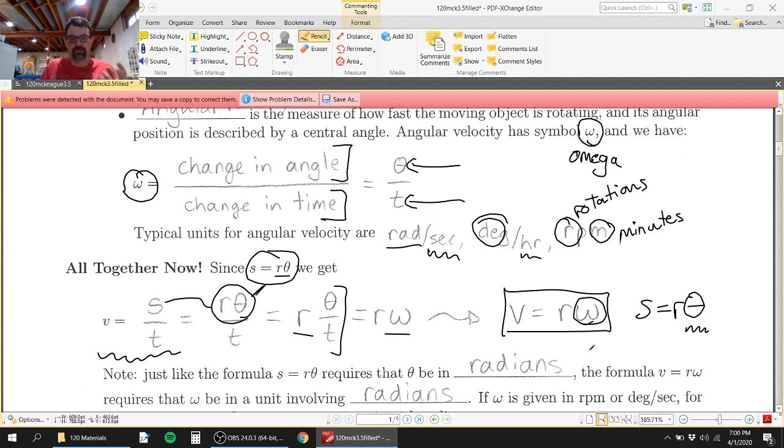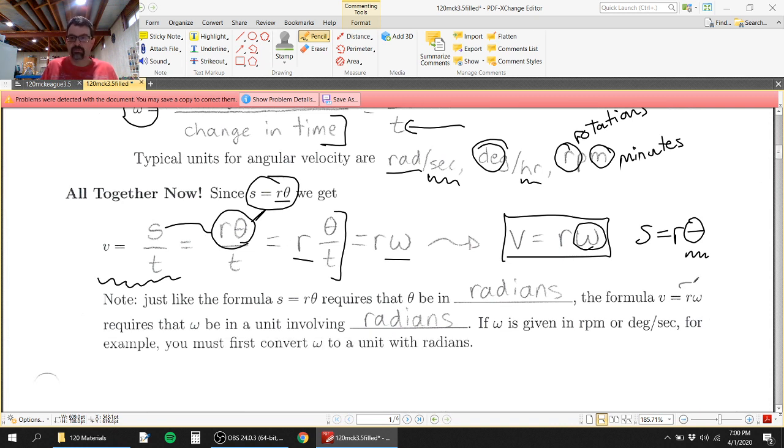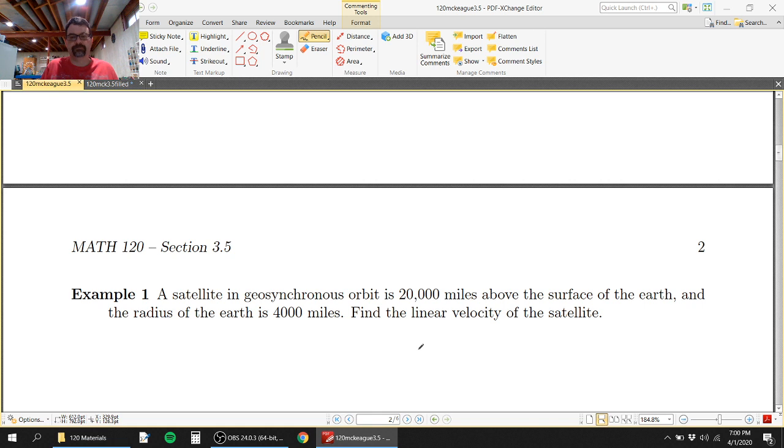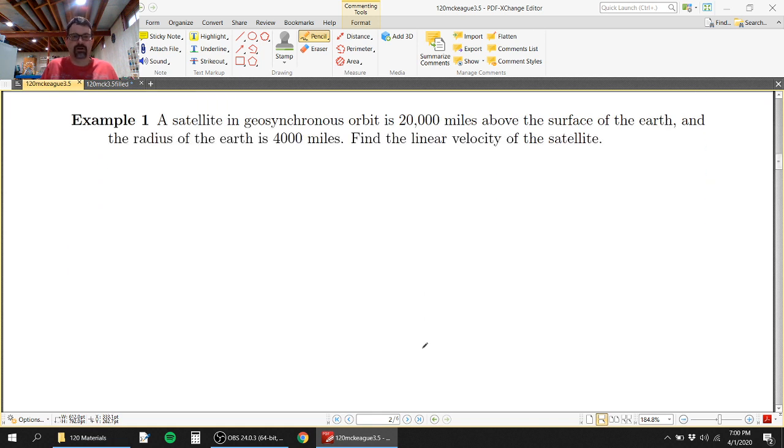So sometimes one of the little chores we've got to go through to solve a problem is making sure our angular velocity is in radians per something. And that's what the blurb at the bottom here says. Okay, I'm going to switch to the blank version and we'll start working on some problems here. So page 2, here's our first problem.